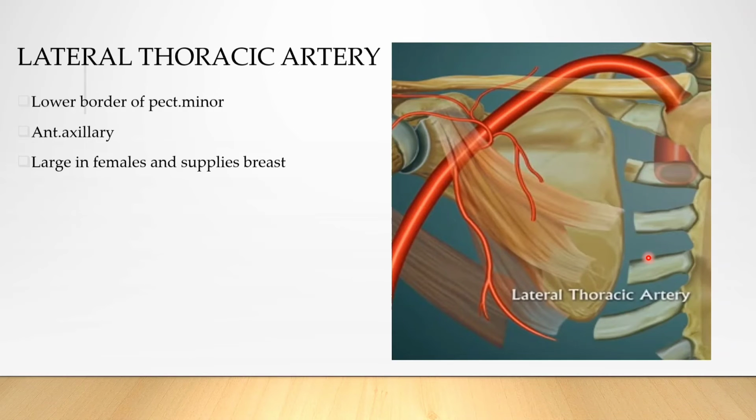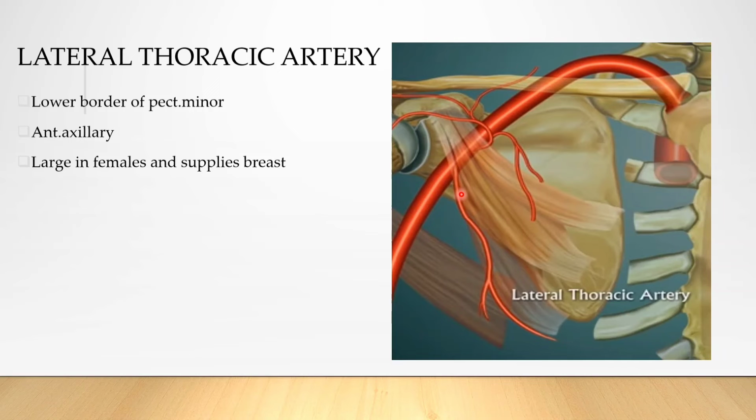Next, coming to the lateral thoracic artery. This lateral thoracic artery is also a branch of the second part of the axillary artery. It emerges and runs along the lower border of the pectoralis minor muscle in close relation to the axillary lymph nodes. This is the lateral thoracic artery. See, it arises from the lower border of the pectoralis minor muscle.